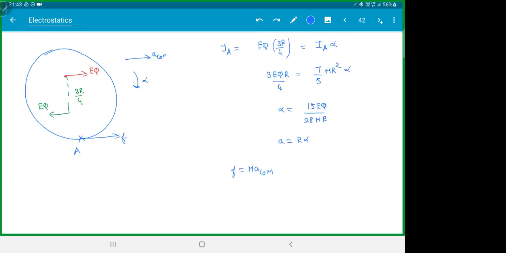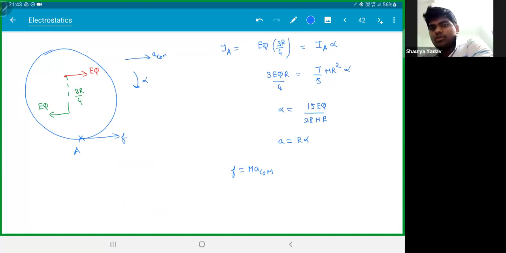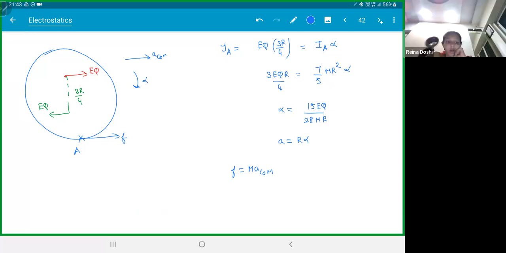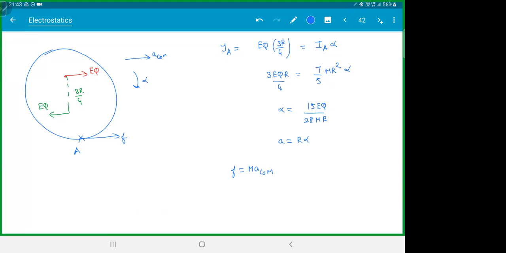Check. Now tomorrow in the exam, they can ask you a question like this. They'll give you a half disc or half ring, half positive, half negative. What is the half disc center of mass? 2R/pi. Yeah.